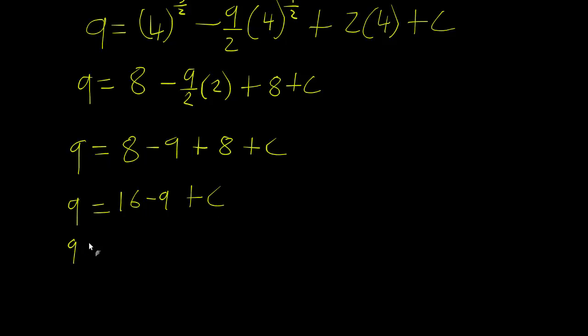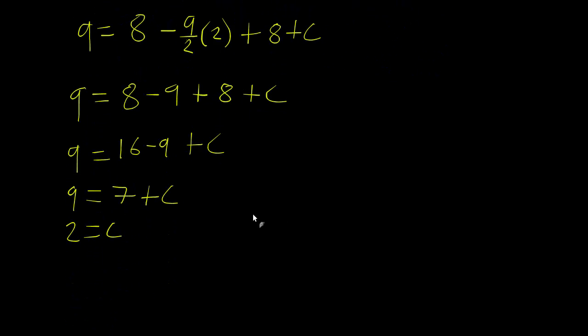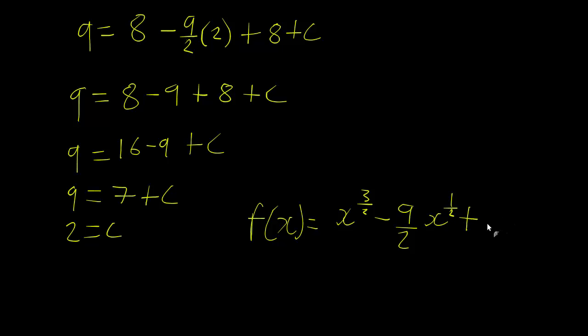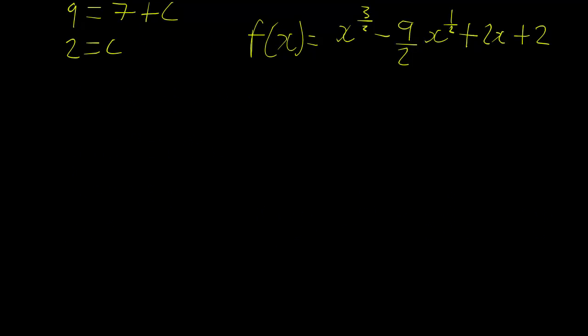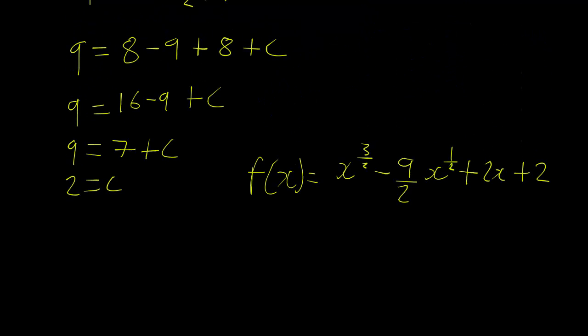So that's going to be 9 equals 16 minus 9, which is 7, plus c. So take away the 7, 2 equals c, which means we can rewrite f of x as f of x equals x to the 3 over 2 minus 9 over 2 x to the half, that's half there, plus 2x plus 2, now that we know that c is 2. Cool.